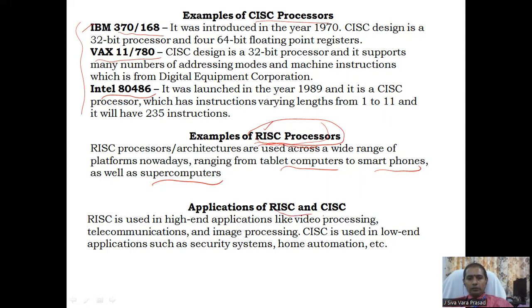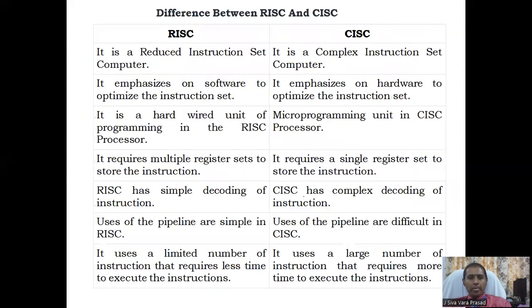From an applications point of view, RISC is used mainly in video processing, telecommunication, and image processing applications, whereas CISC is used in low-end applications like home automation and security systems. RISC has advanced features, whereas CISC has conventional features only. That's why CISC is used for low-level applications, whereas RISC is used for high-level applications.